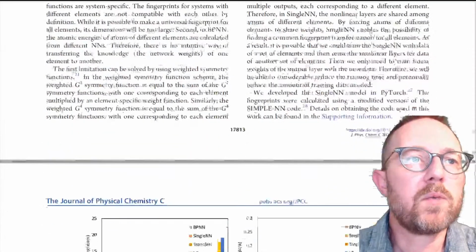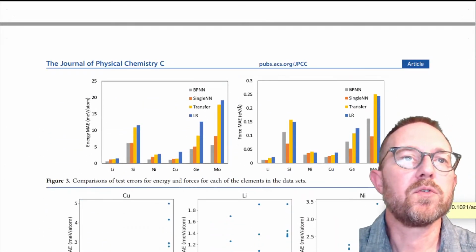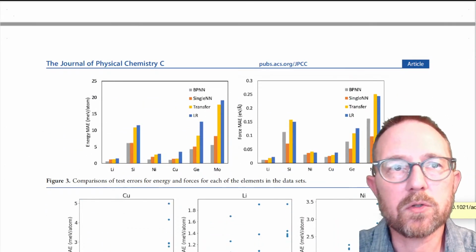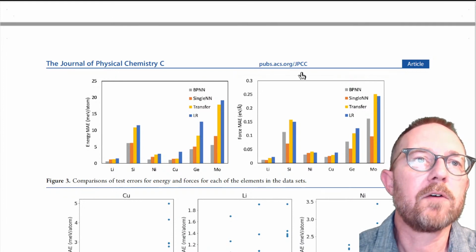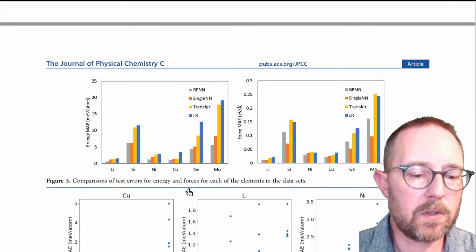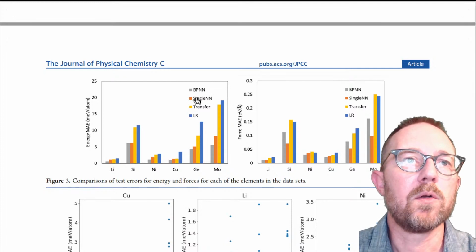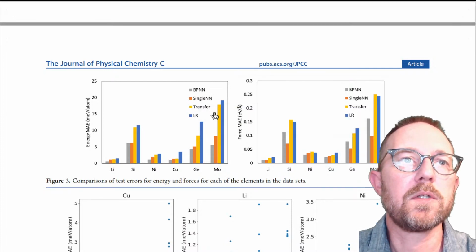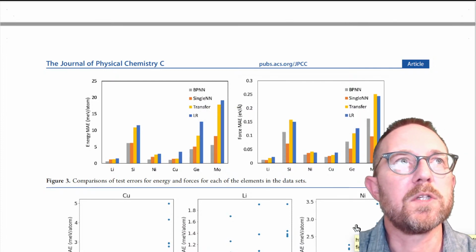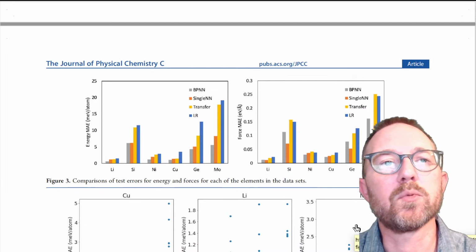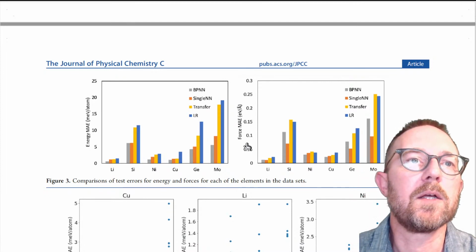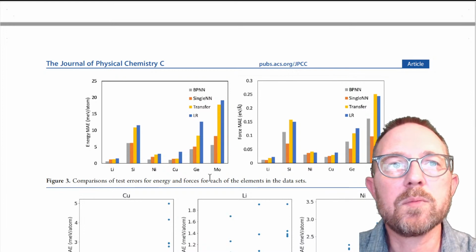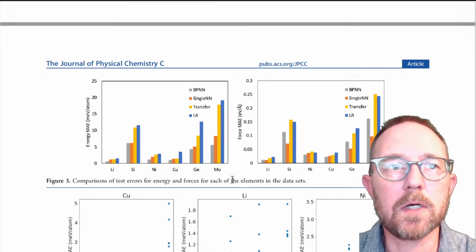Okay, so what did we do here? We took those fingerprints and we used 4 different approaches to build the machine learned potential. In gray, we have the original Behler-Parrinello network. In orange, the single neural network. Yellow is transfer, which means we trained on 5 of the elements and then predict the 6th. And then we also tried linear regression because you should always check if it's good enough.